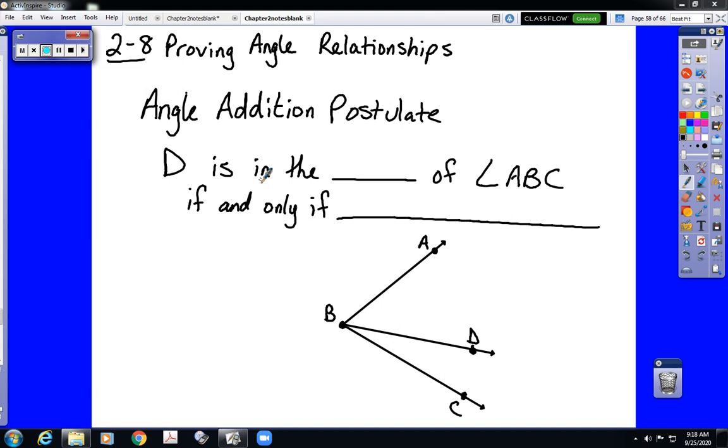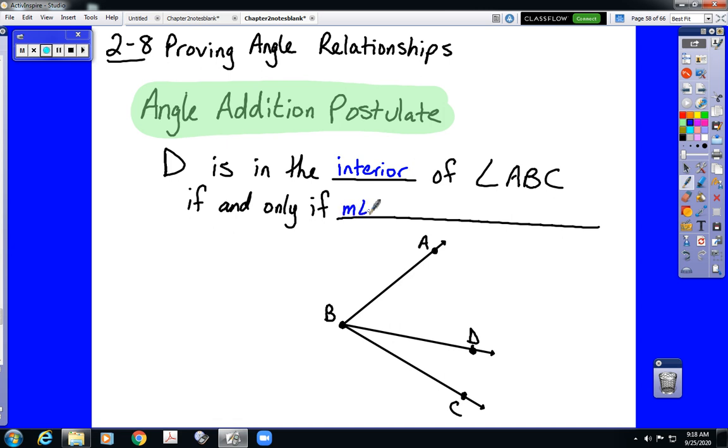First up, we have the angle addition postulate. This is a new postulate that is extremely similar to the segment addition postulate. It says that D is in the interior of angle ABC if and only if the measure of angle ABC is equal to the measure of angle ABD plus the measure of angle DBC. In other words, the measure of the large angle in the picture is equal to the measure of the two smaller angles being added together.